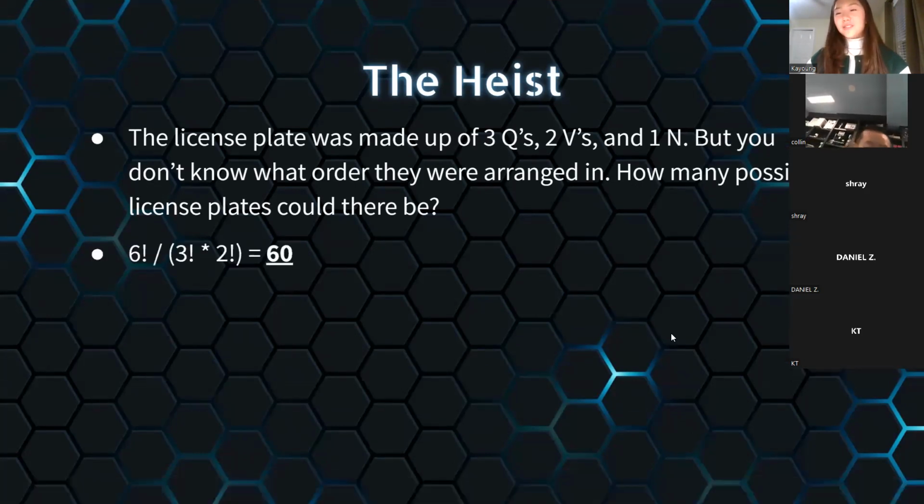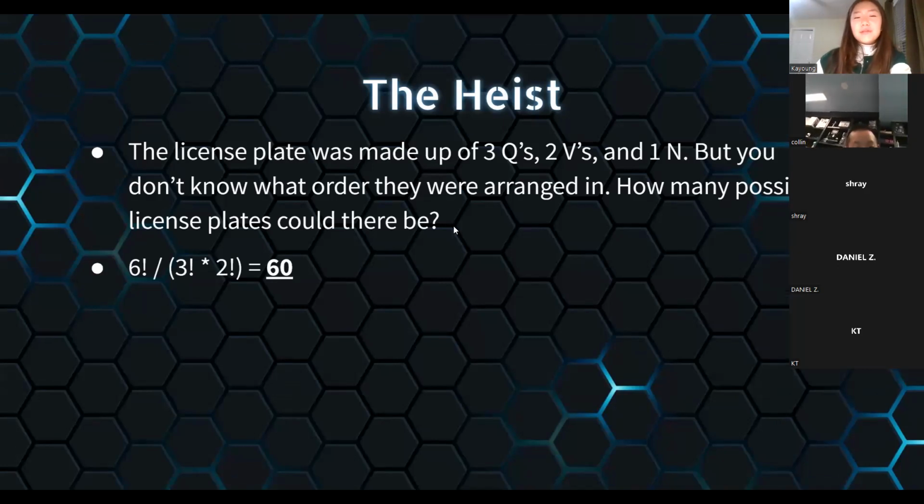This is not. It's totally not that one. It's just a different card. So, how many possible license plates could there be? Well, it's like that one thing we did a long time ago. So there's like 6 things. The permutations and combinations thing. Yeah, so it's like 6 factorial divided by the repeats and the repeats factorial.